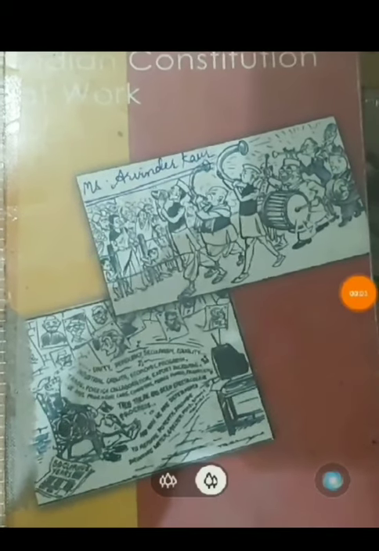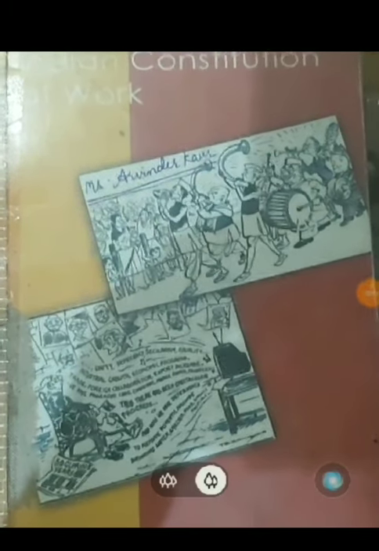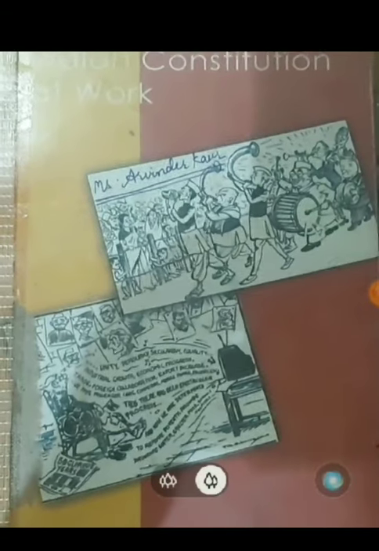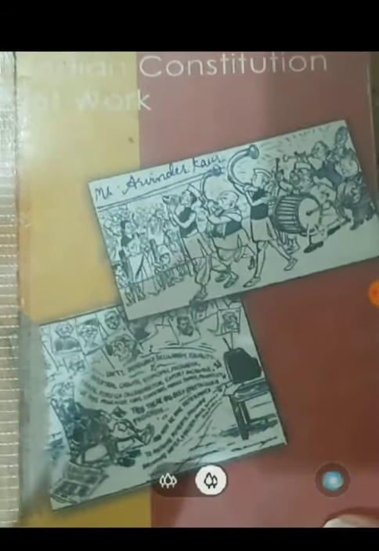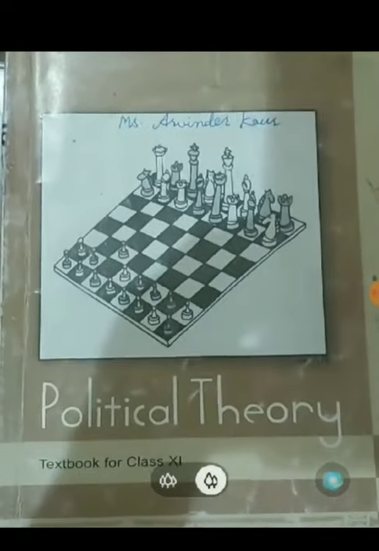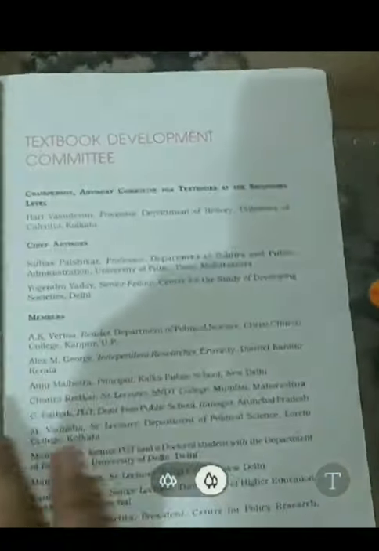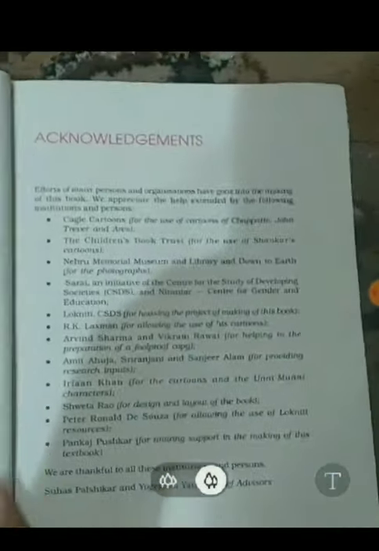Dear students, you have two books for Political Science Plus 1. Indian Constitution at Work, this is book 1, and Political Theory, this is book 2. Now, for the topic to start with, from book 1, Indian Constitution at Work, we will be starting the chapter Rights in Indian Constitution.